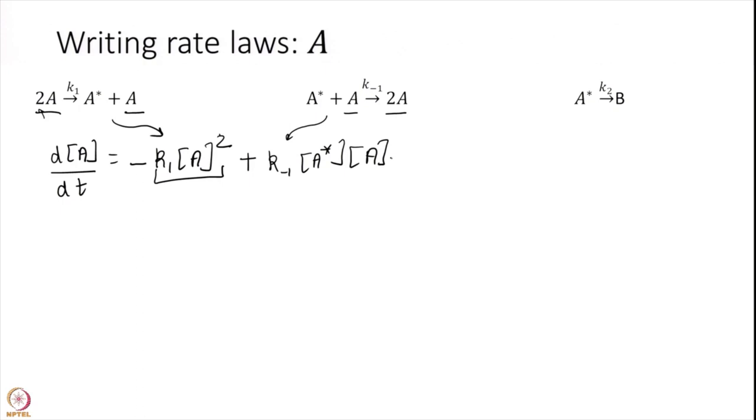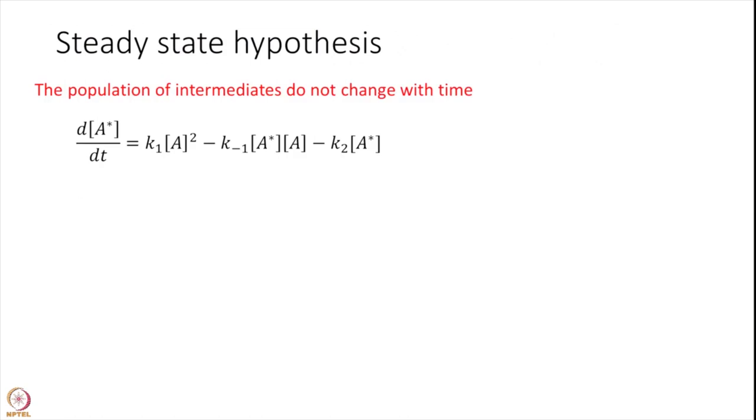We will have more problems of this in the assignment, where you will get more practice on how to solve these problems. So, how do we make progress beyond this? What we do is to make what is called a steady state hypothesis. This hypothesis states that the intermediates' concentration does not change with time, and the intermediates are the ones which do not appear in the overall reaction. So, in this case that is A star. A is the reactant, B is the product, and the intermediate in between is A star.